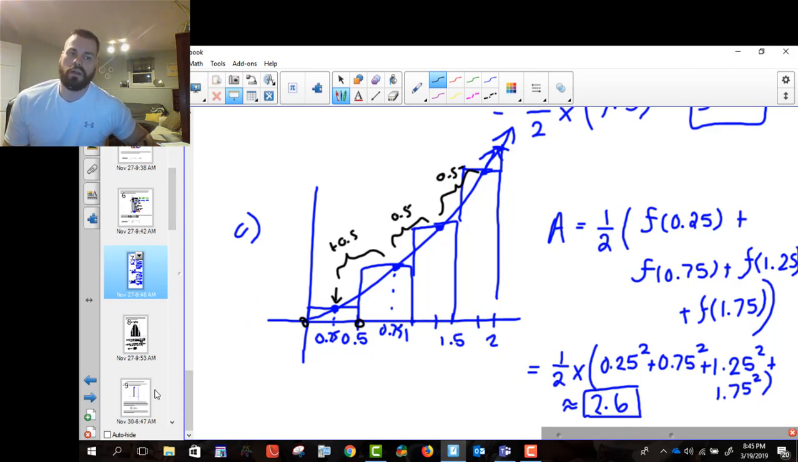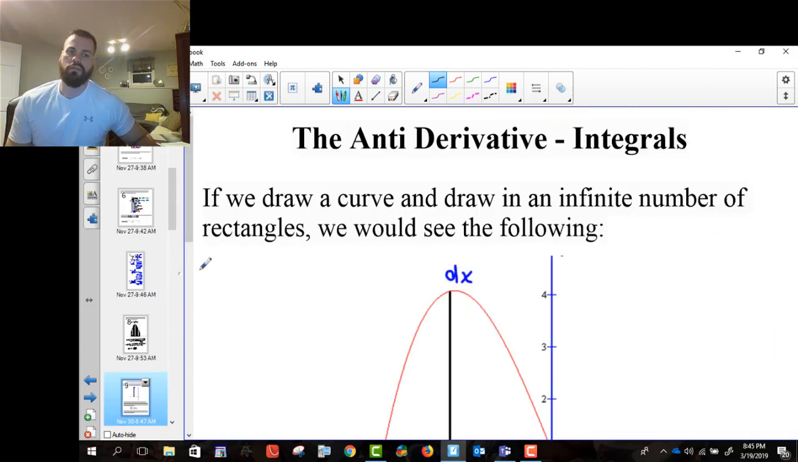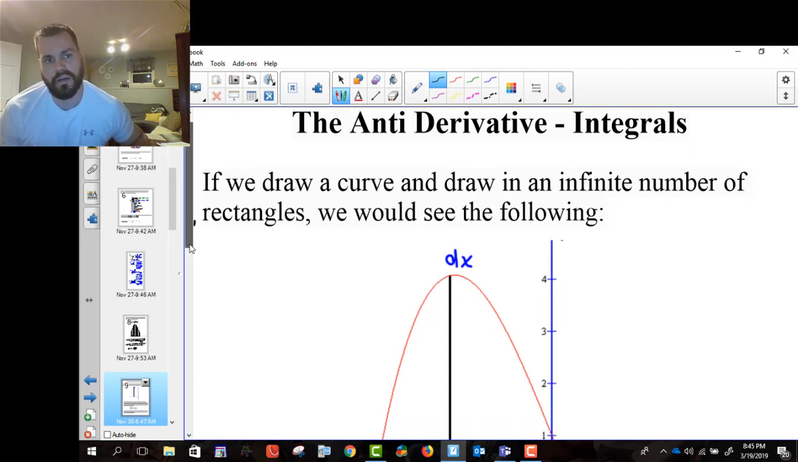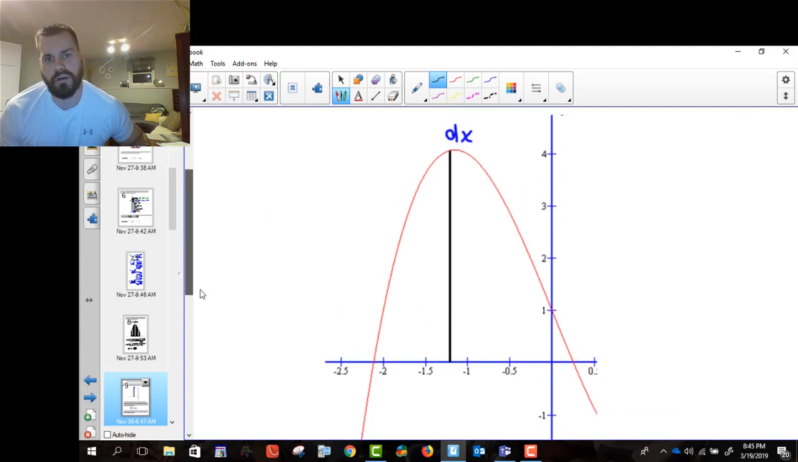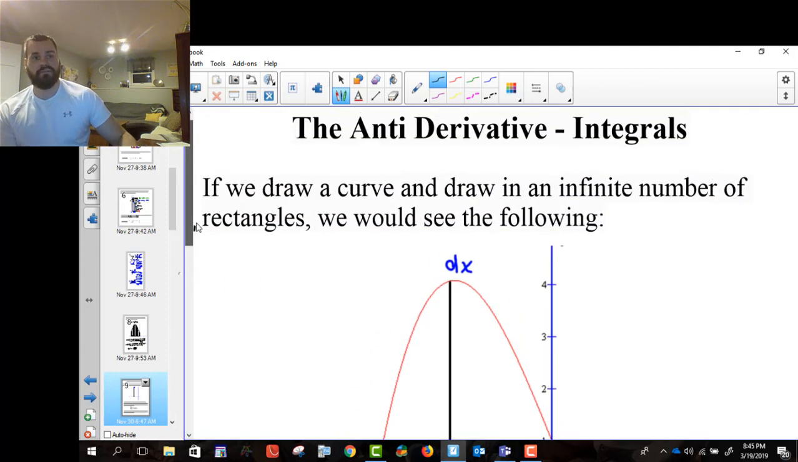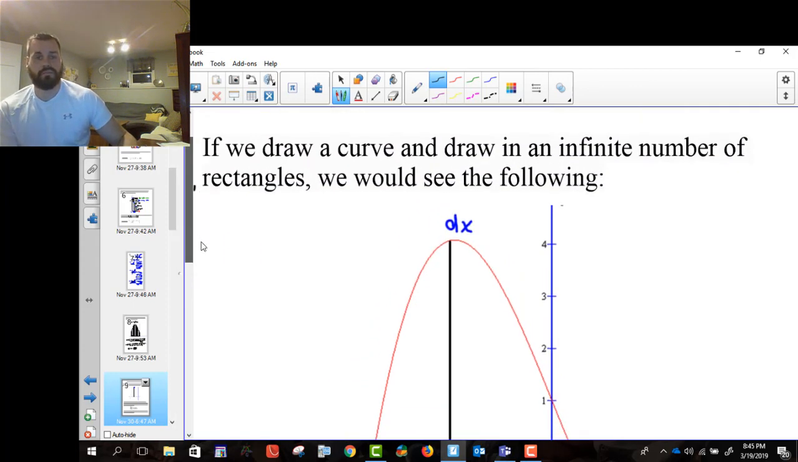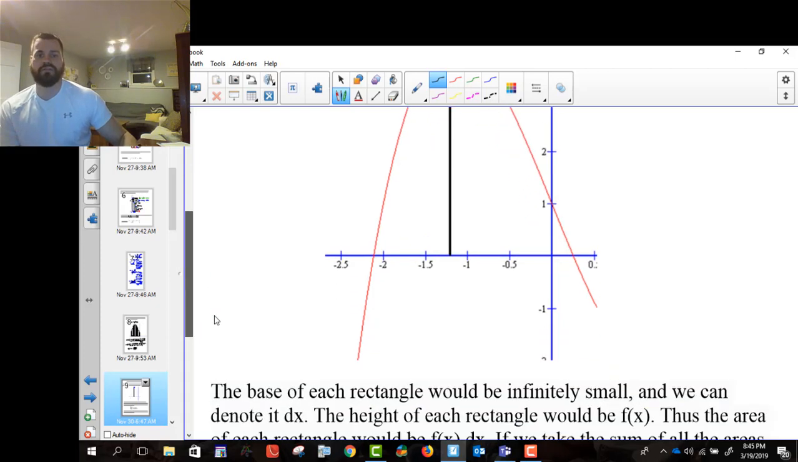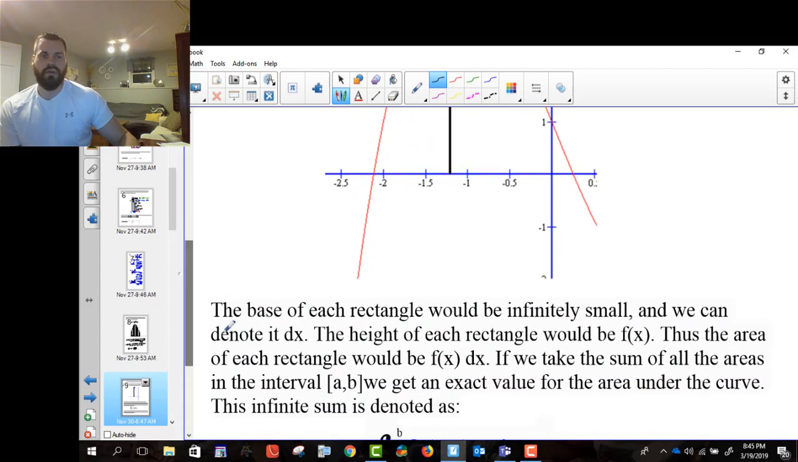So what we want to do is extend our thinking of putting rectangles in there and think what would happen if we drew an infinite number of them underneath a curve. Each of the rectangles would then be infinitely small, infinitely thin. Because of that, they would be at every particular x value. There'd be an infinite number of rectangles and an infinite number of values, so each value would have its own rectangle.